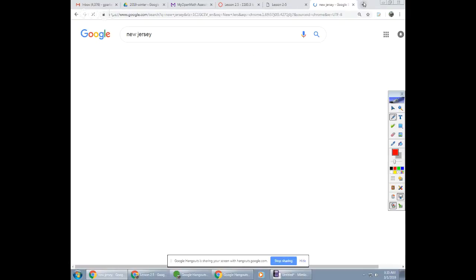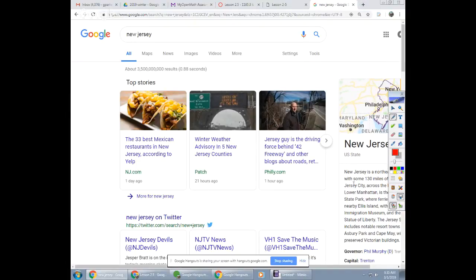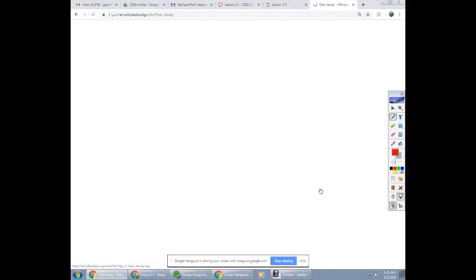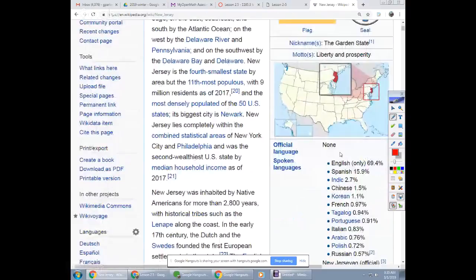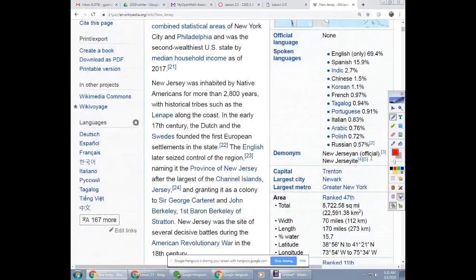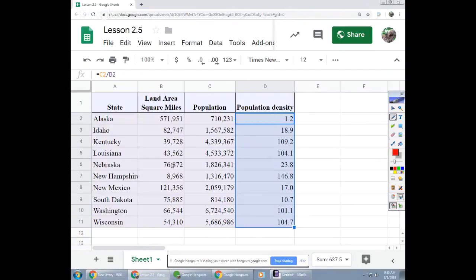Probably one of the first things that will pop up is the Wikipedia page. And yeah, there's New Jersey Wikipedia. One nice thing about Wikipedia is they generally give you some quick population stats over here. Let's see, total land area, almost 9,000 square miles. Okay, so which of our other states is that like? Right here, 9,000, so that's kind of like New Hampshire-ish. It's about the size of New Hampshire. For some reason I thought New Jersey was smaller.